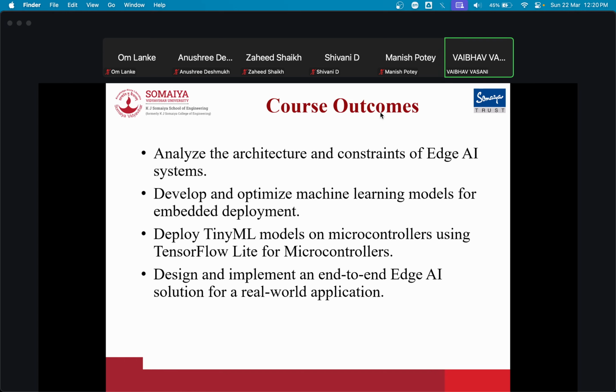If you really want to implement those AI applications in the field of agriculture or healthcare, your regular general purpose systems are not going to work.